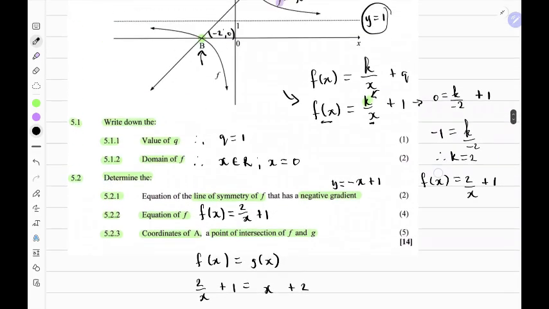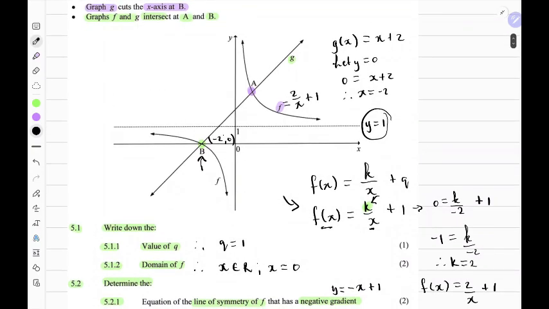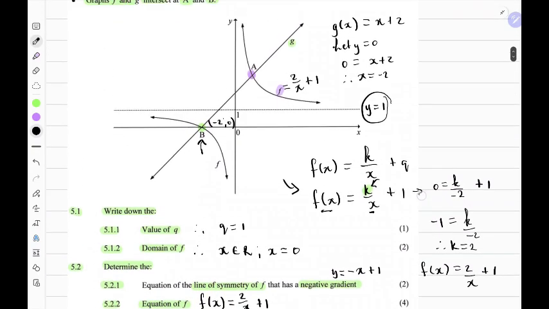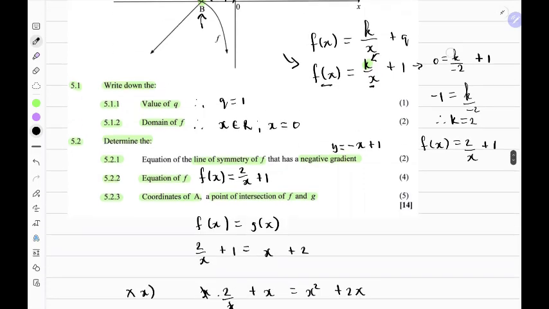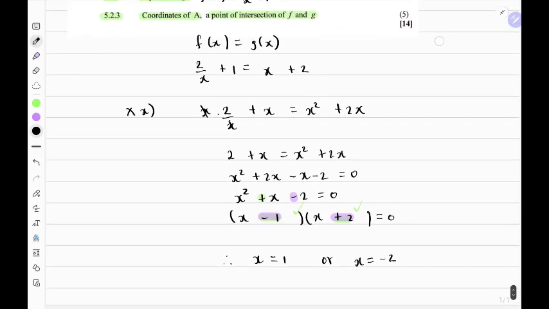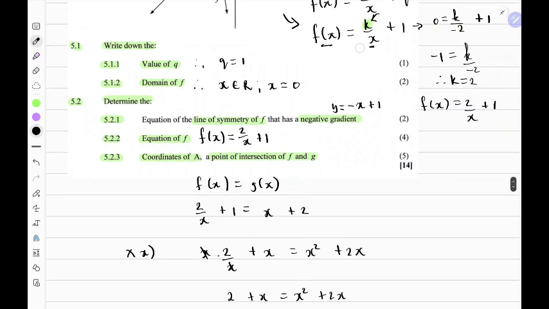But remember, we are interested in A. The x coordinate of A is a positive value because it falls in the first quadrant. Point A falls in the first quadrant, so it means the x coordinate is positive. So it means we must consider x to be 1.